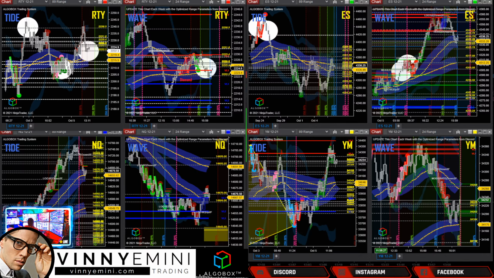We are trying to predict what? The next bar. All I care about is the next bar. That's it. One bar. Because if I can catch one bar on a 24, how many ticks is that?